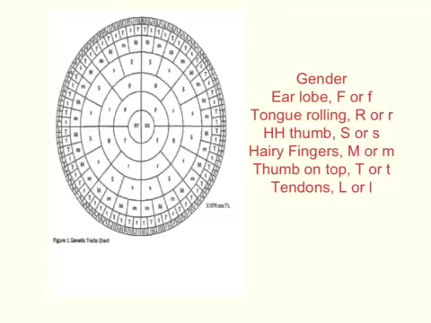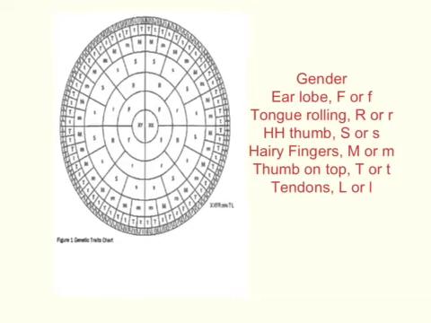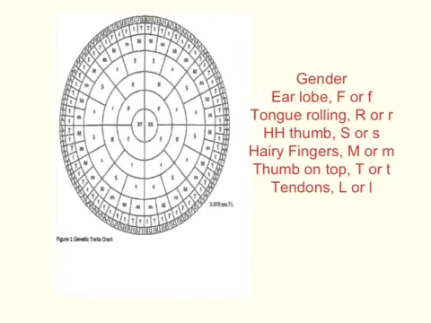I'm going to show you two quick examples of how to fill out the genetics traits chart. I like to call it the genetics pinwheel chart. So the first example is one that's actually given to you, and that is shown right down there. So this is an example of a female.